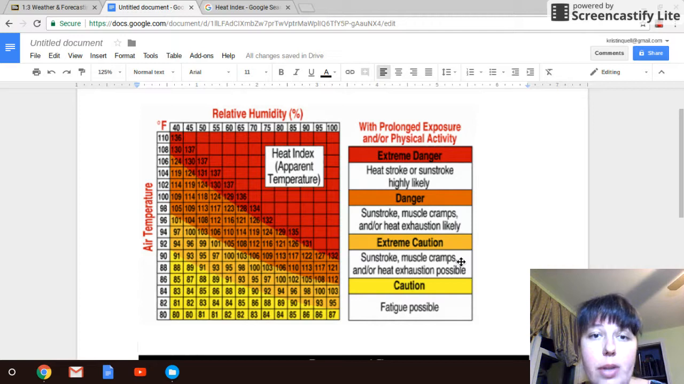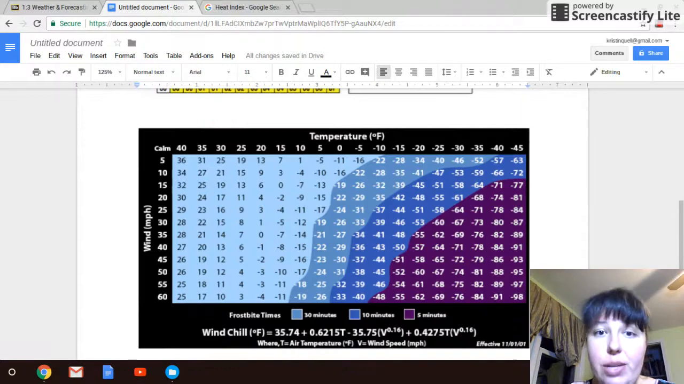So you need to be able to utilize these charts to answer questions and also understand what they mean and what they measure. Some trick questions that I might ask you on something like a multiple choice would be something like, what does heat index measure? It measures the relative humidity and air temperature. It does not take into account what the next index measures, and that is wind chill.